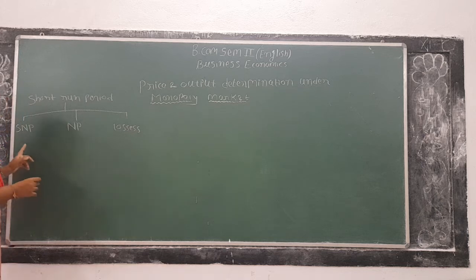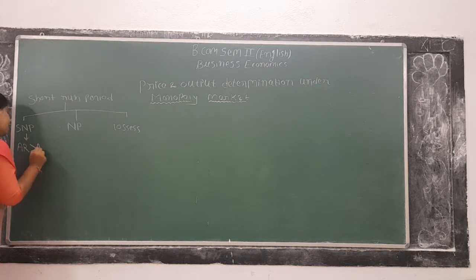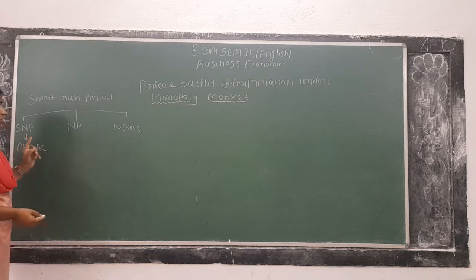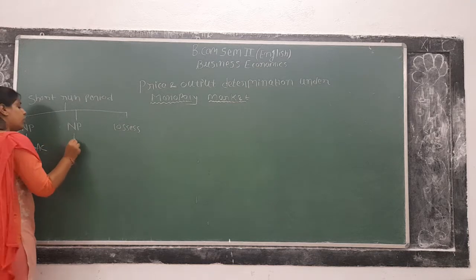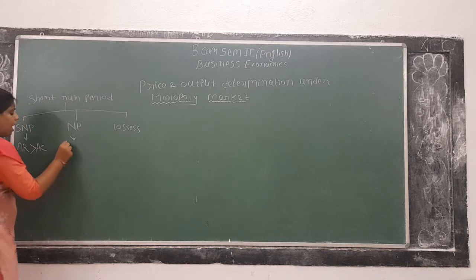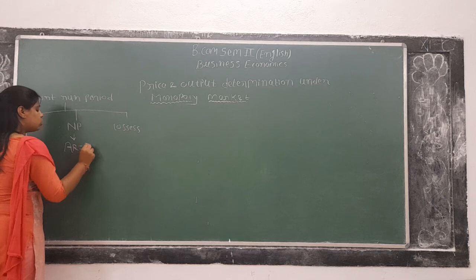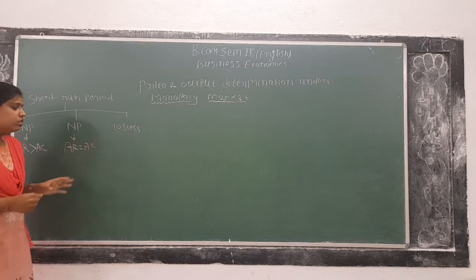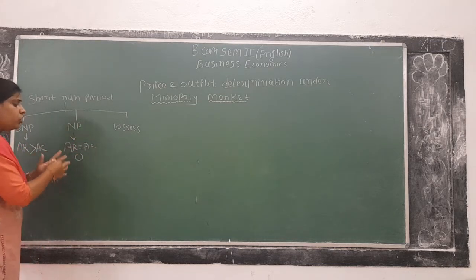The first one is supernormal profit. Supernormal profit is the condition whereby the average revenue of a monopoly firm is greater than its average cost. So when the average revenue of the monopoly firm is greater than its average cost, the firm will get supernormal profit. The next condition is normal profit. What happens in normal profit? In normal profit, average revenue is equal to average cost. It means the firm suffers no profit, no loss, that is zero. This is called normal profit.